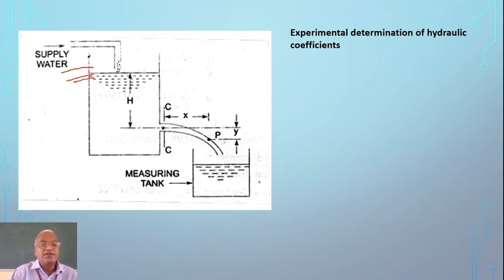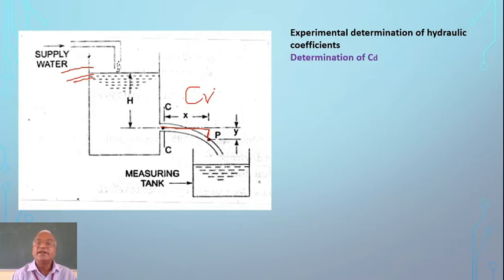And then the jet that is coming out will be measured for its geometry, the horizontal distance and then the vertical drop. So how much it has gone down, how much it has gone horizontally, this x and y are measured, so that we can calculate Cv, the coefficient of velocity. Anyway, we'll see it in detail.